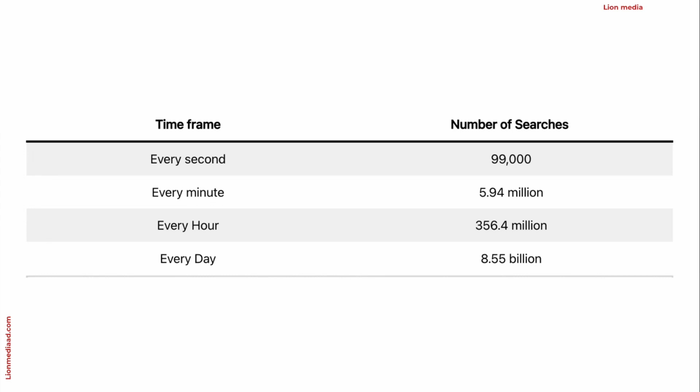Every second, every minute, every hour, every day, there are searches happening on Google. Every second, there are 99,000 searches happening on Google. Every minute, there are 5.94 million searches. Every hour, there are 356.4 million searches on Google. Every day, there are 8.55 billion searches on Google. What does this tell you? What does this tell me?